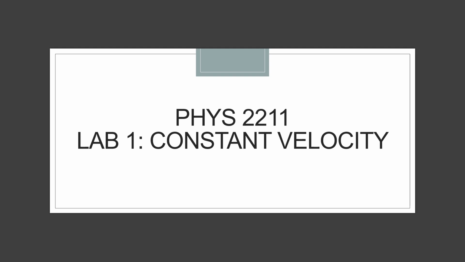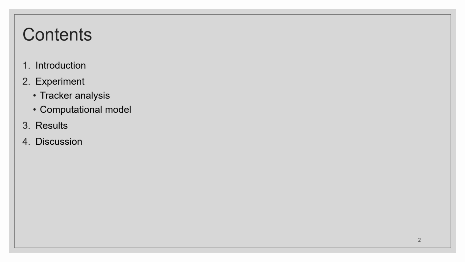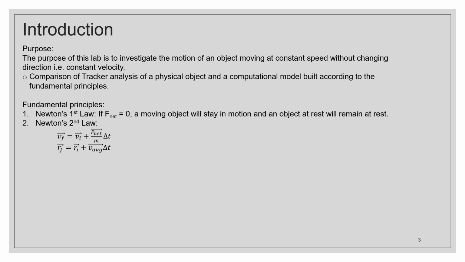Physics 2211, Lab 1, Constant Velocity. In this lab report, I will first introduce the experiment and then explain its two components, the tracker analysis of a physical object and the computational model. I will then follow with the results and the discussion.